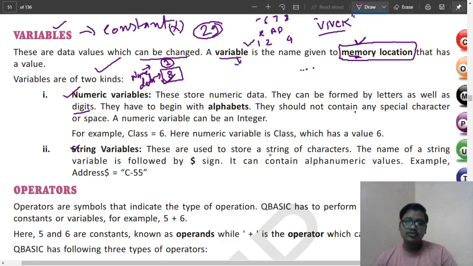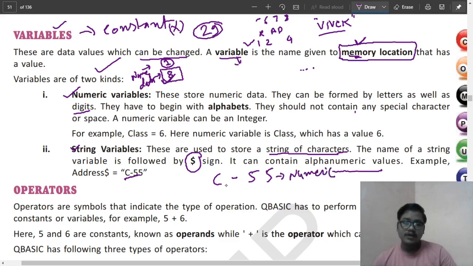String constants are used to store a string of characters. The name of the string ends with the dollar sign. It can contain alphanumeric values, for example, address C55, hyphen 55. This part is numeric, this is your character, and that is your special character.